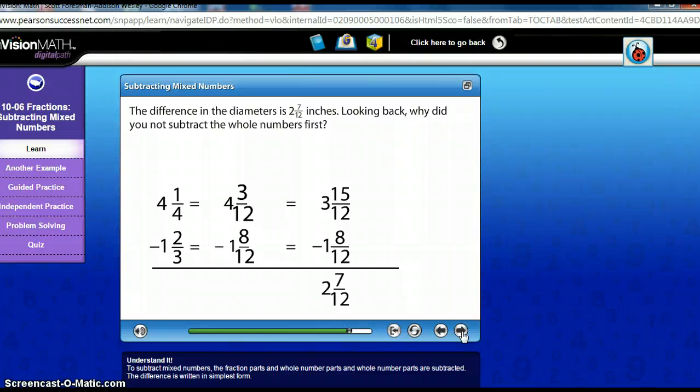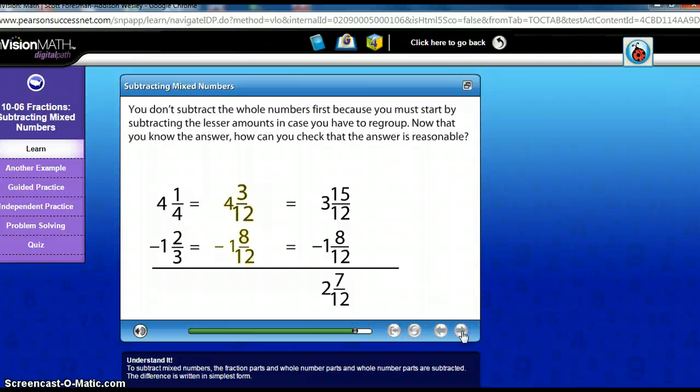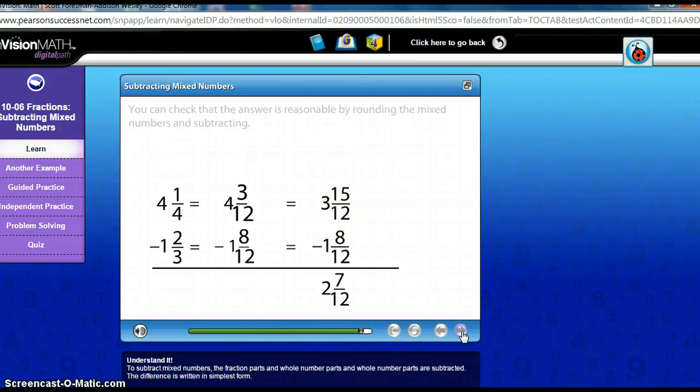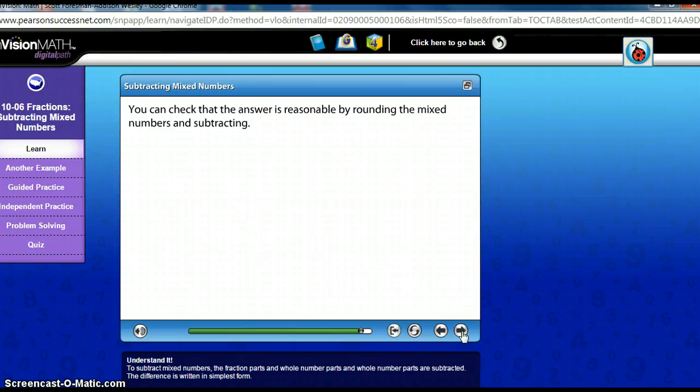Looking back, why did you not subtract the whole numbers first? What would have happened if we subtracted the whole number first? Where would we have run into a problem, Liz? Yeah, with the regrouping. That would have thrown us off. You don't subtract the whole numbers first because you must start by subtracting the lesser amounts in case you have to regroup. Now that you know the answer, how can you check that the answer is reasonable? You can check that the answer is reasonable by rounding the mixed numbers and subtracting.